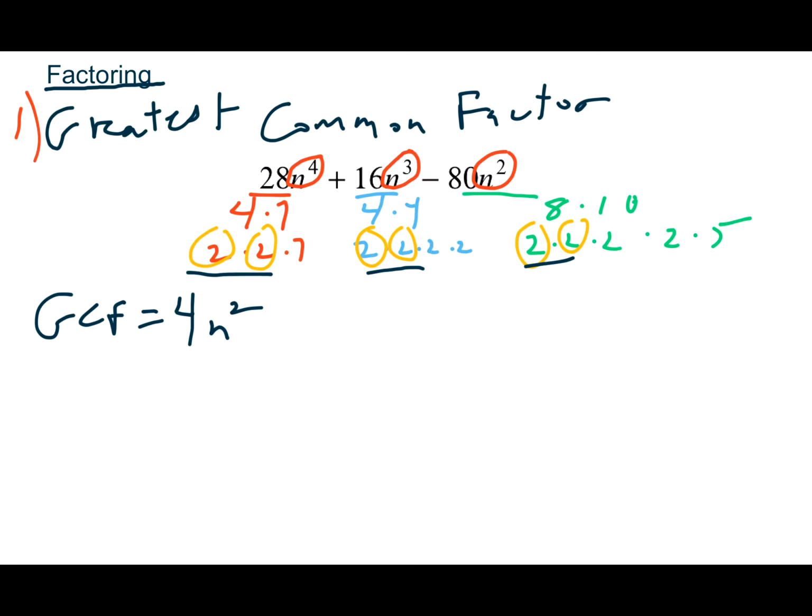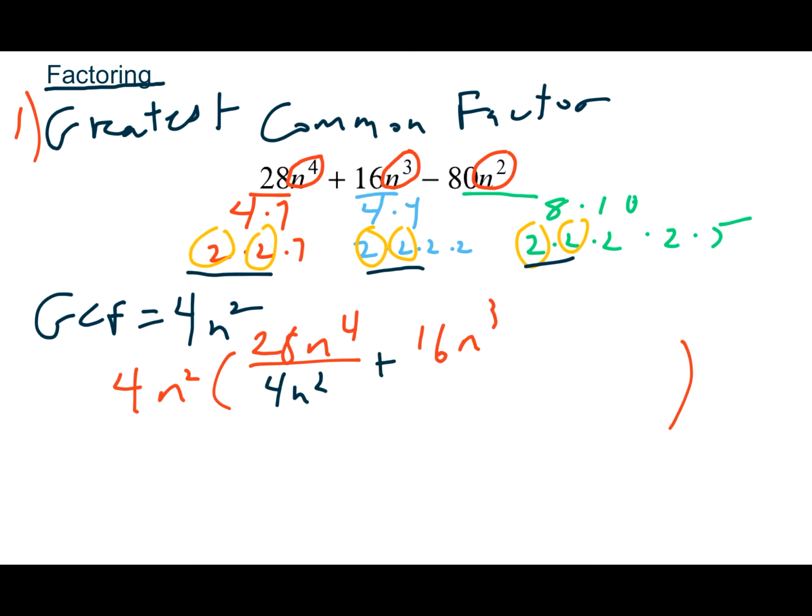Now, to actually do the factoring, what we do is we take 4n squared, and again, this is where that reverse distributive property comes in. I take 28n to the 4th and divide it by the greatest common factor. And then I take the next term, 16n to the 3rd, and divide it by the greatest common factor. And then I take the last term, oops, that should be a minus, because it's a minus 80n squared, divided by the greatest common factor, and then I simplify.